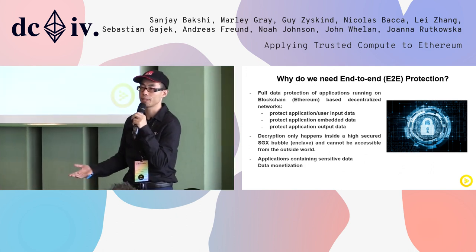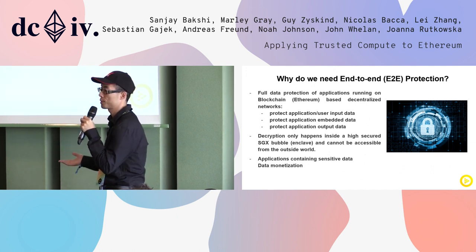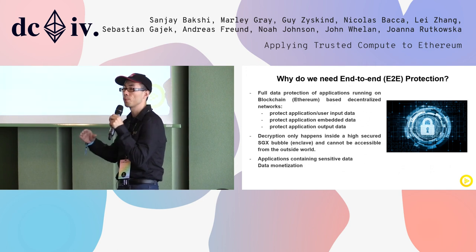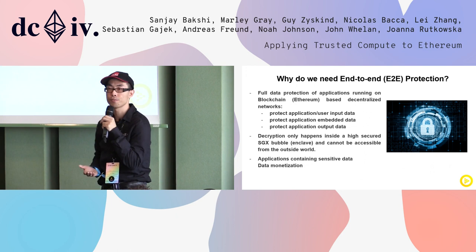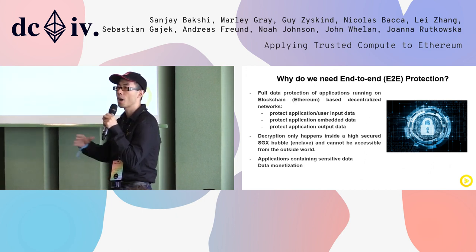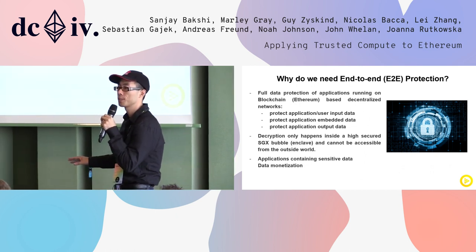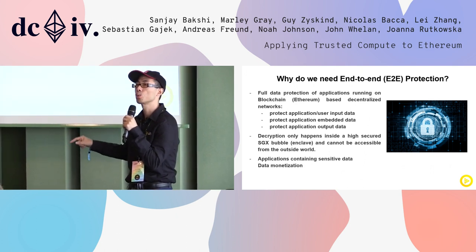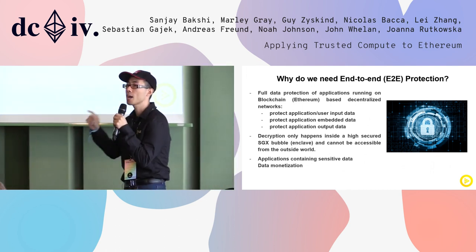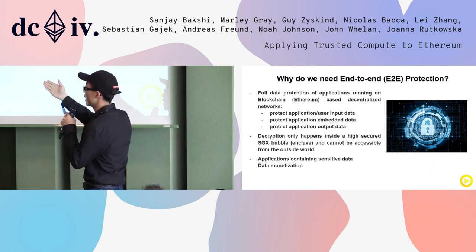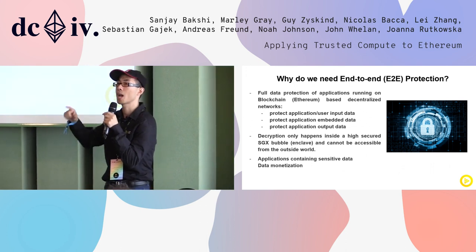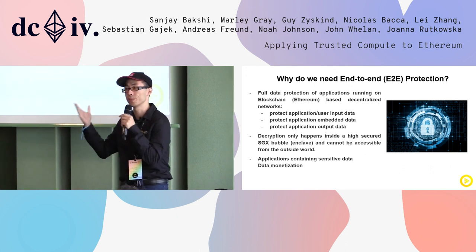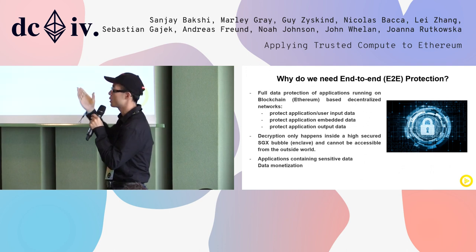Take an example: I have a FinTech application and I want to run it on a blockchain-based decentralized network. This application requires some user input data. From my side, this input data could ask for my bank account information, my private information. I definitely don't want my personal information to be diffused to a decentralized network. So all this user input data has to be encrypted before being sent to the decentralized network to feed the application execution. At runtime, the application runs in the Intel SGX enclave, so from the outside world, everything that happens in this SGX bubble is encrypted. And finally, when the application finishes running, we have the result, and the result is also encrypted inside this SGX enclave.